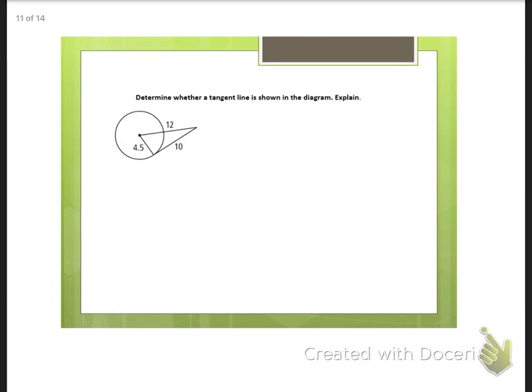All right, determine whether a tangent line is shown in the diagram. Tangent lines connected to radiuses should make right angles. So that's what we're going to test. If we're trying to test to make sure it's a right triangle, we're going to do the Pythagorean theorem. Center to outside is 4.5. Center to outside is 4.5. So if I redraw them, I got 4.5, 10, and 16.5. Go ahead and pause the video, do your Pythagorean theorem, and see if it equals.